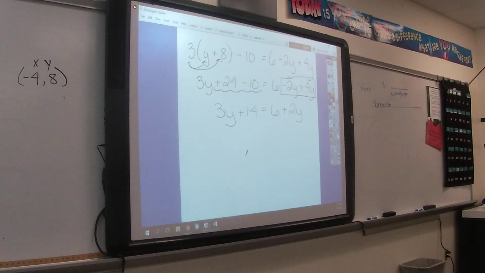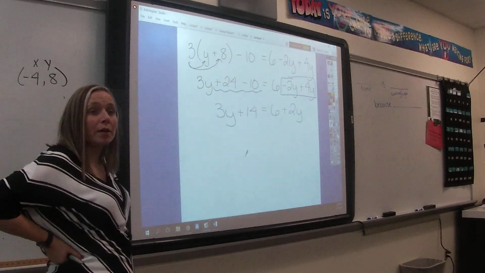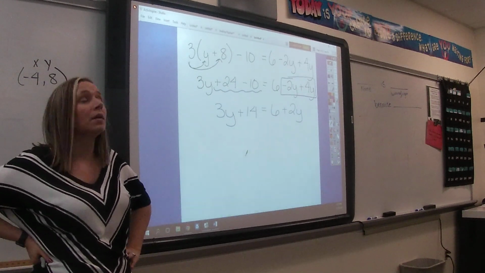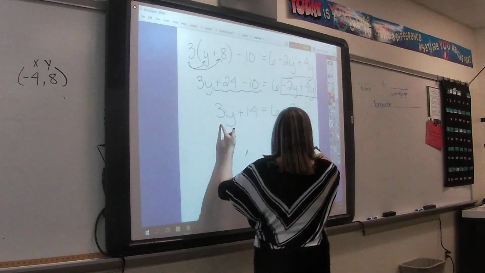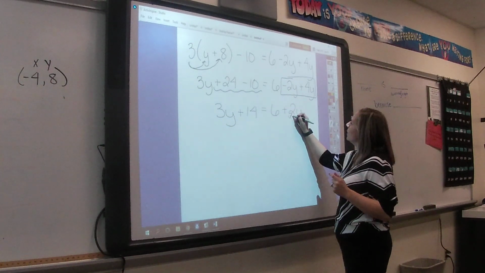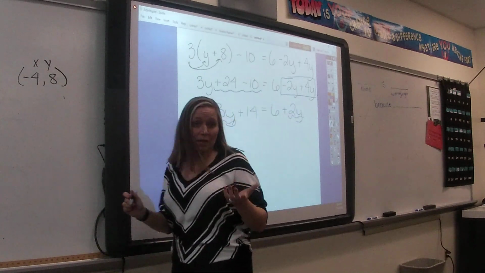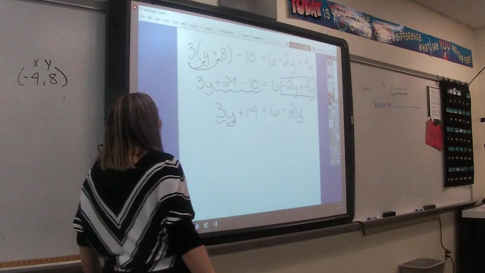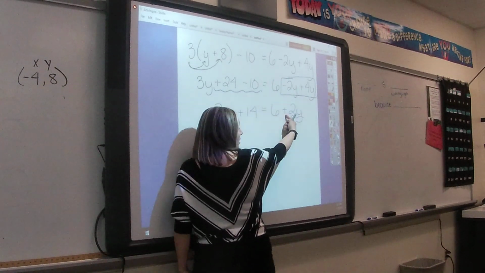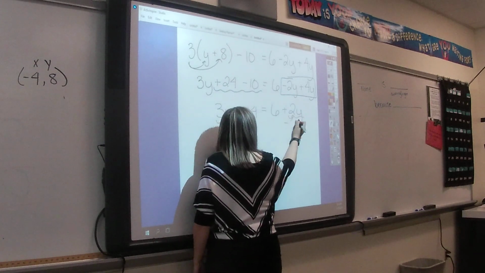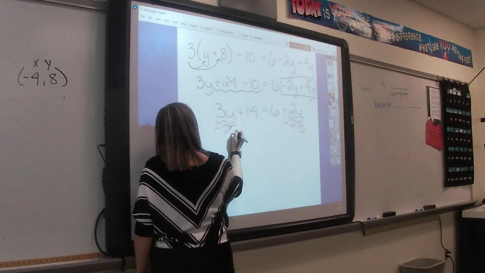Step 3 says if there are variables on both sides, get them together using the opposite sign. Do we have variables on both sides of the equal sign? Yes. So which one do we want to move? The 2y? Okay, so 2y, so opposite sign. So how do we undo adding 2y? Subtract 2y.